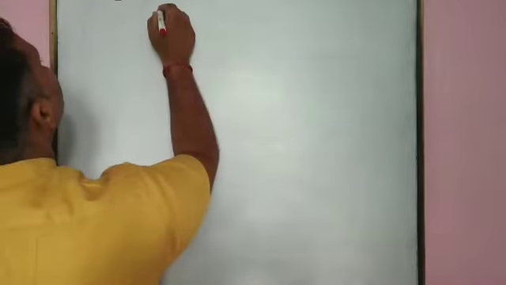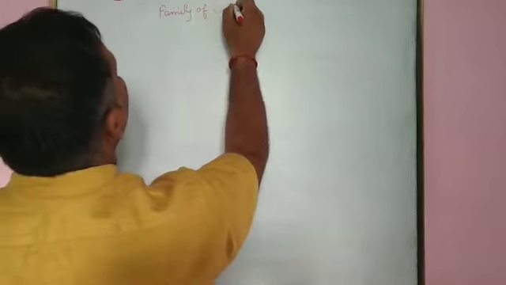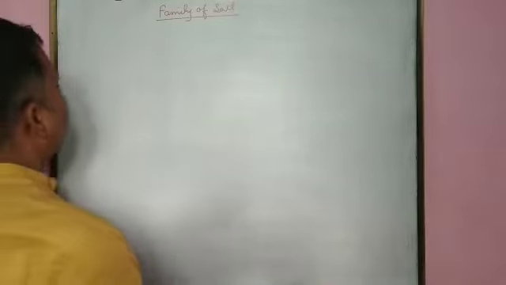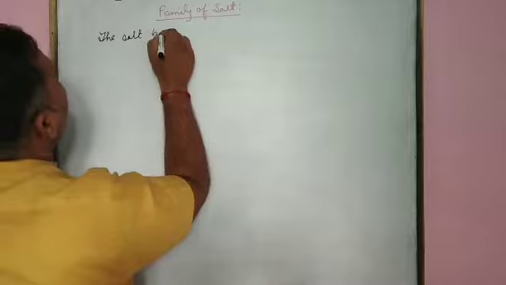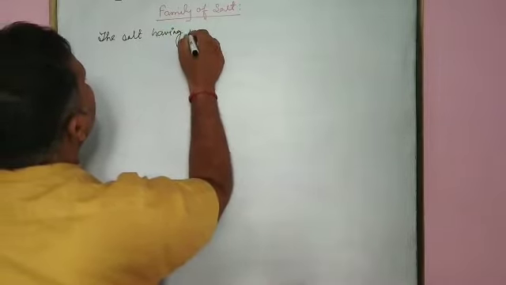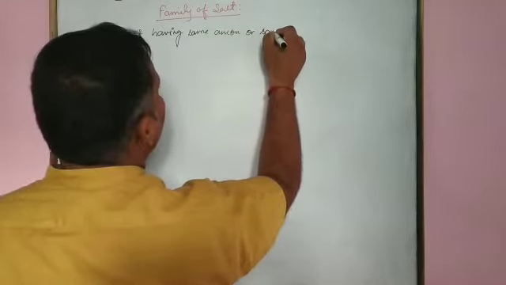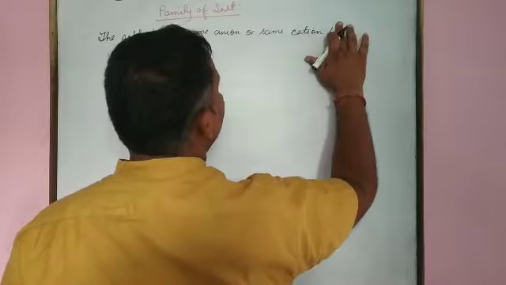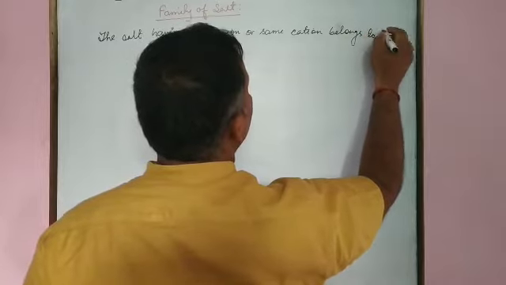Let us discuss family. Family of salt. The salt having same anion or same cation belongs to same family.